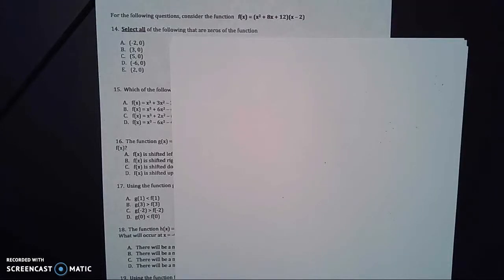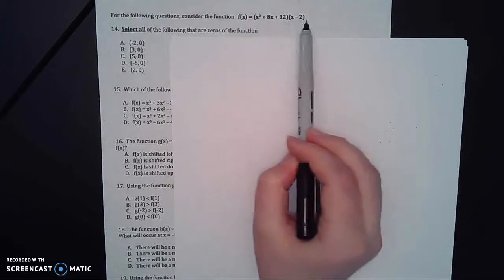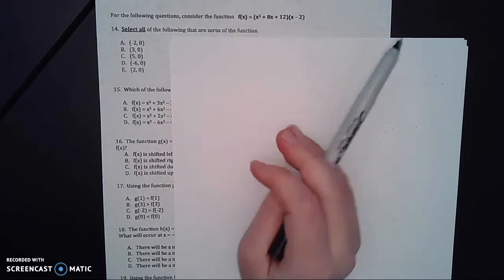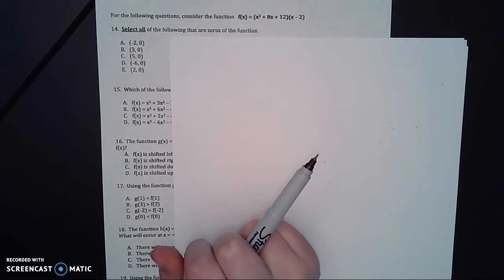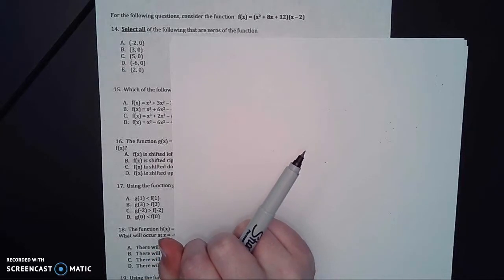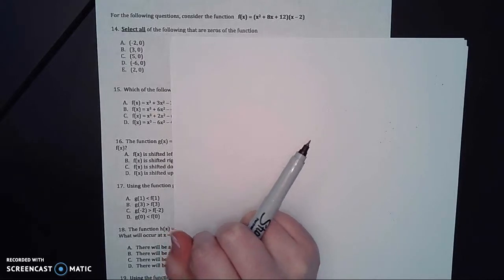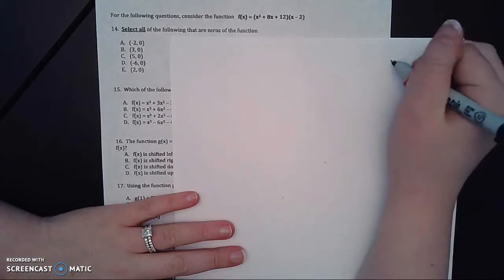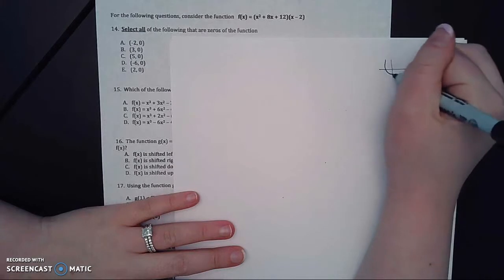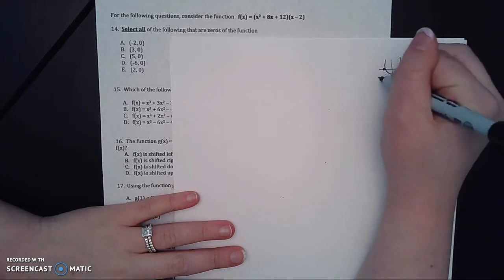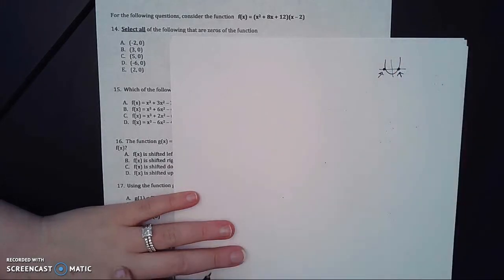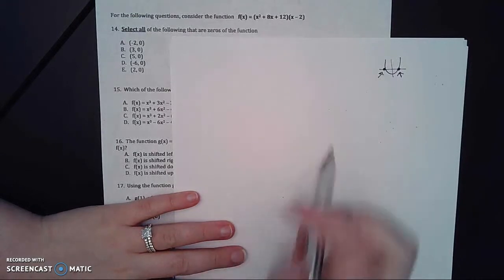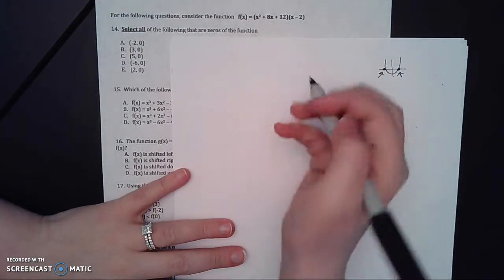Okay, so homework problems 14 through 19 all use the f of x here at the top. So I'm going to just put it all in one video and go straight through. Number 14 says select all of the following that are the zeros of the function. We looked at zeros before. We know zeros are where the equation crosses the x-axis. We are able to solve for them by making our f of x or our y equal to 0.